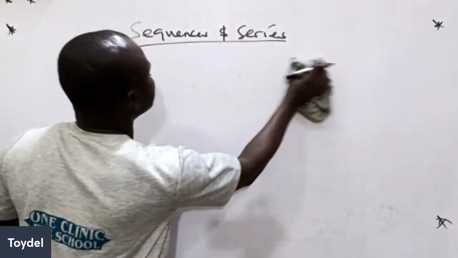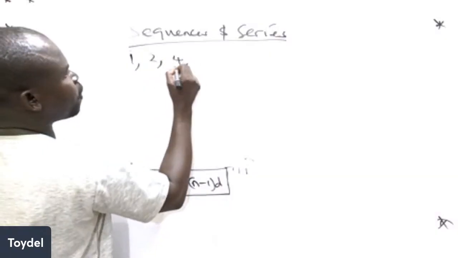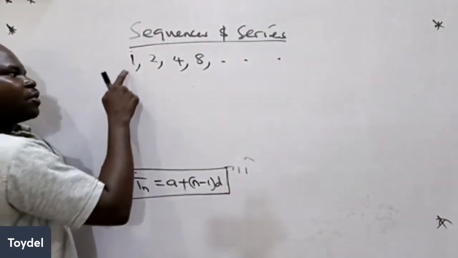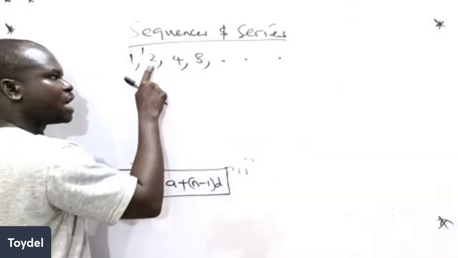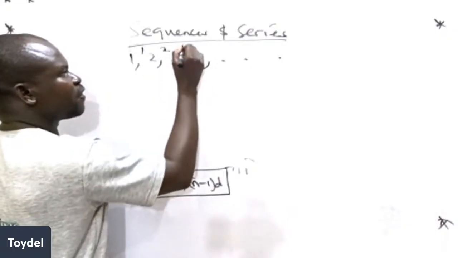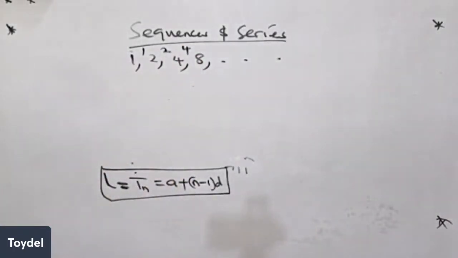Then what if we now have a geometric progression, where we have something like 1, 2, 4, 8, dot, dot, dot. In this case, the difference between the first and the second is 1. The difference between the second and the third is 2. The difference between the third and the fourth is 4. This one is no longer linear. It's not the common difference, but we have something in the form of a ratio.